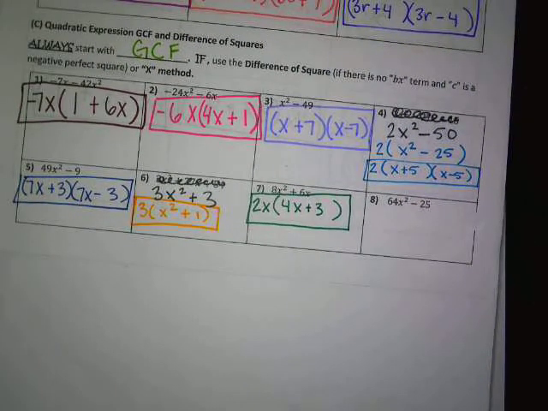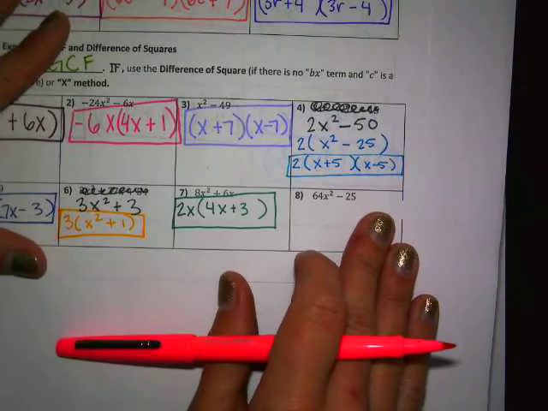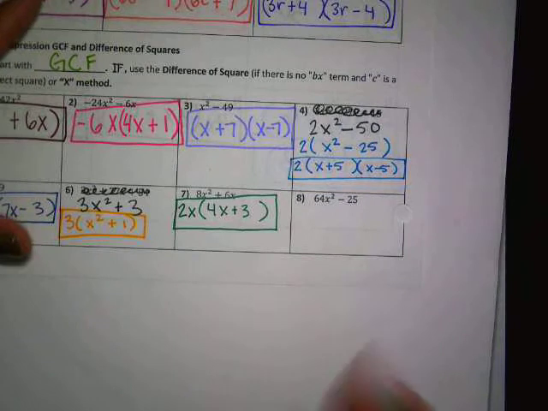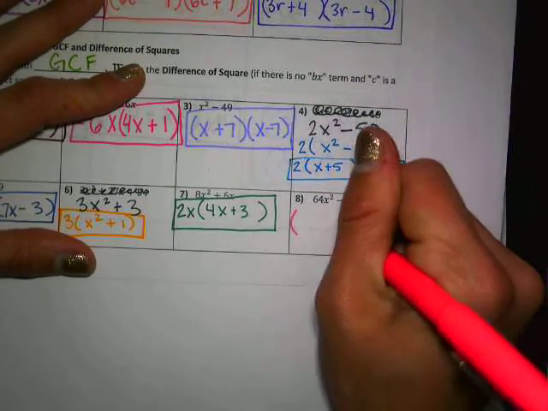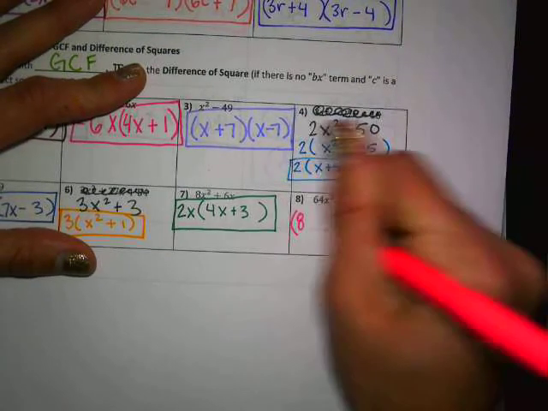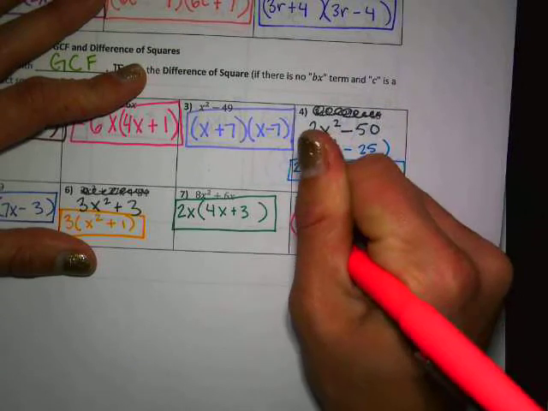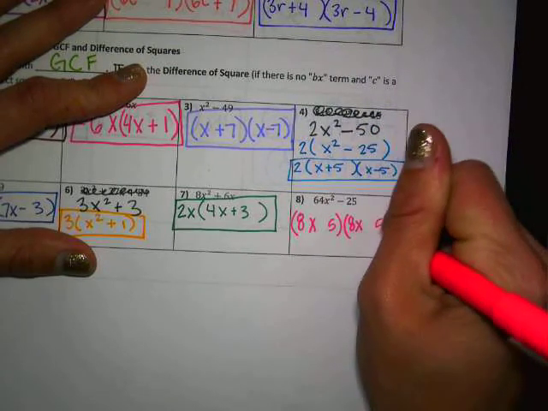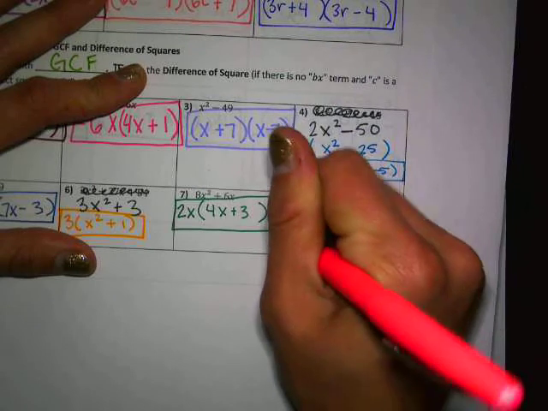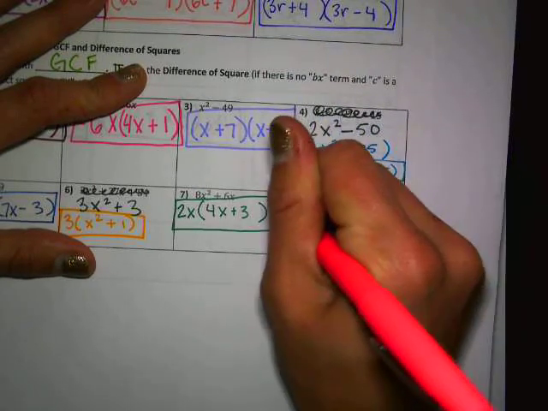Okay, and then last one. Do you have a GCF? No. Is it a difference of squares? Yeah. What times what gives you 64? 8. What times what gives you x squared? X. What times what gives you 25? 5. So 8x plus 5 and 8x minus 5. Yay, we did it.